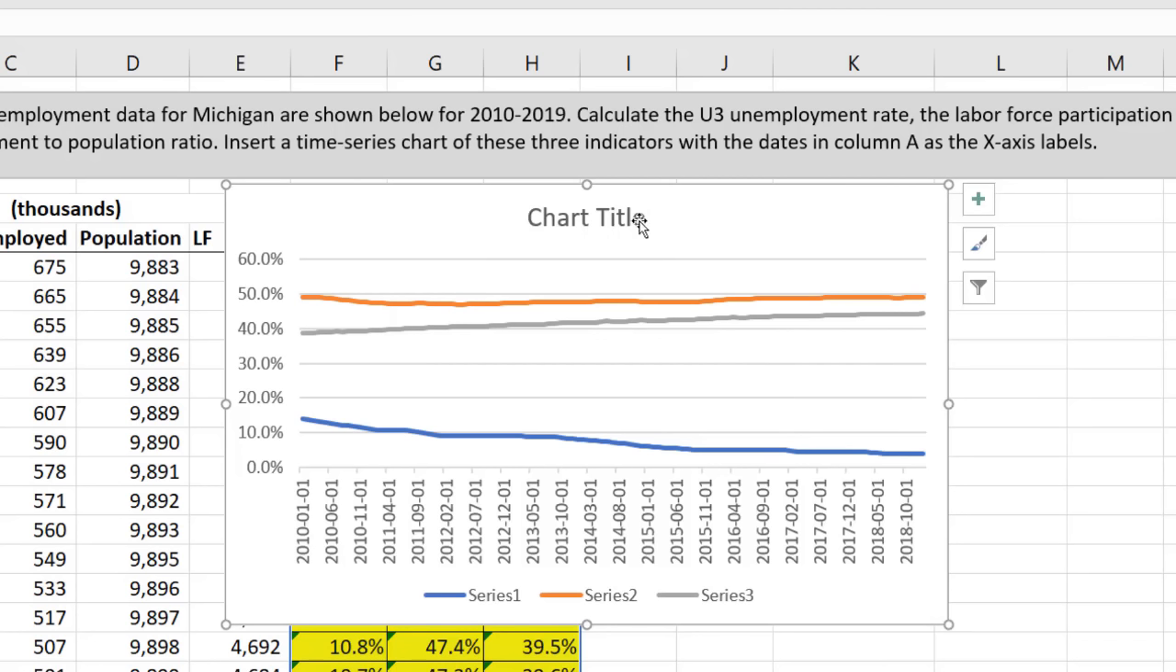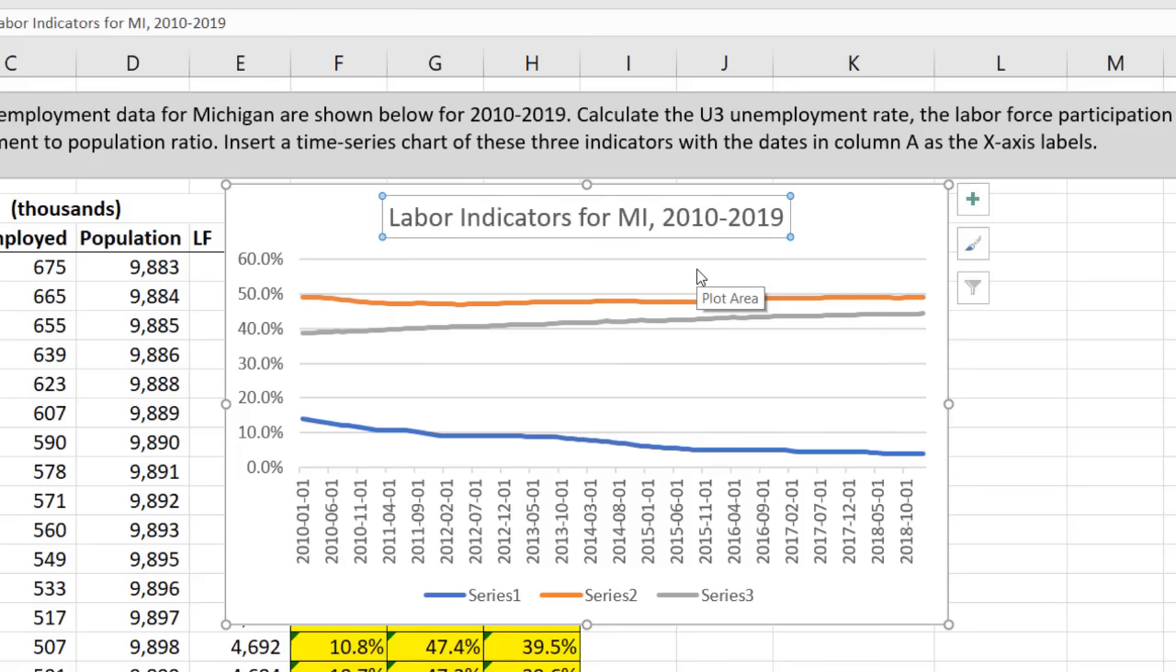Now the only thing I want to do is give this bad boy a proper title. Let's call this Labor Indicators for Michigan, 2010 through 2019. That's fine. And then I don't like these series 1, series 2, series 3. I want to tell my viewer what those are.